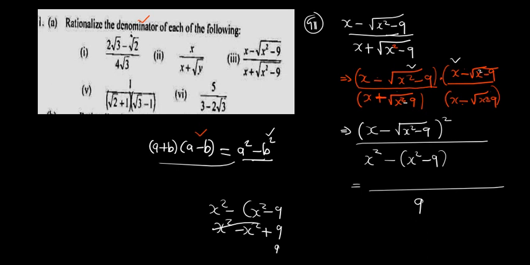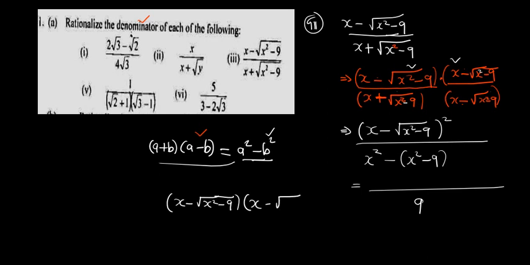Then from there I'll work out what is on top. So working out what is on top, we have x minus root of x squared minus 9, again multiplying itself, x minus root of x squared minus 9 like that.